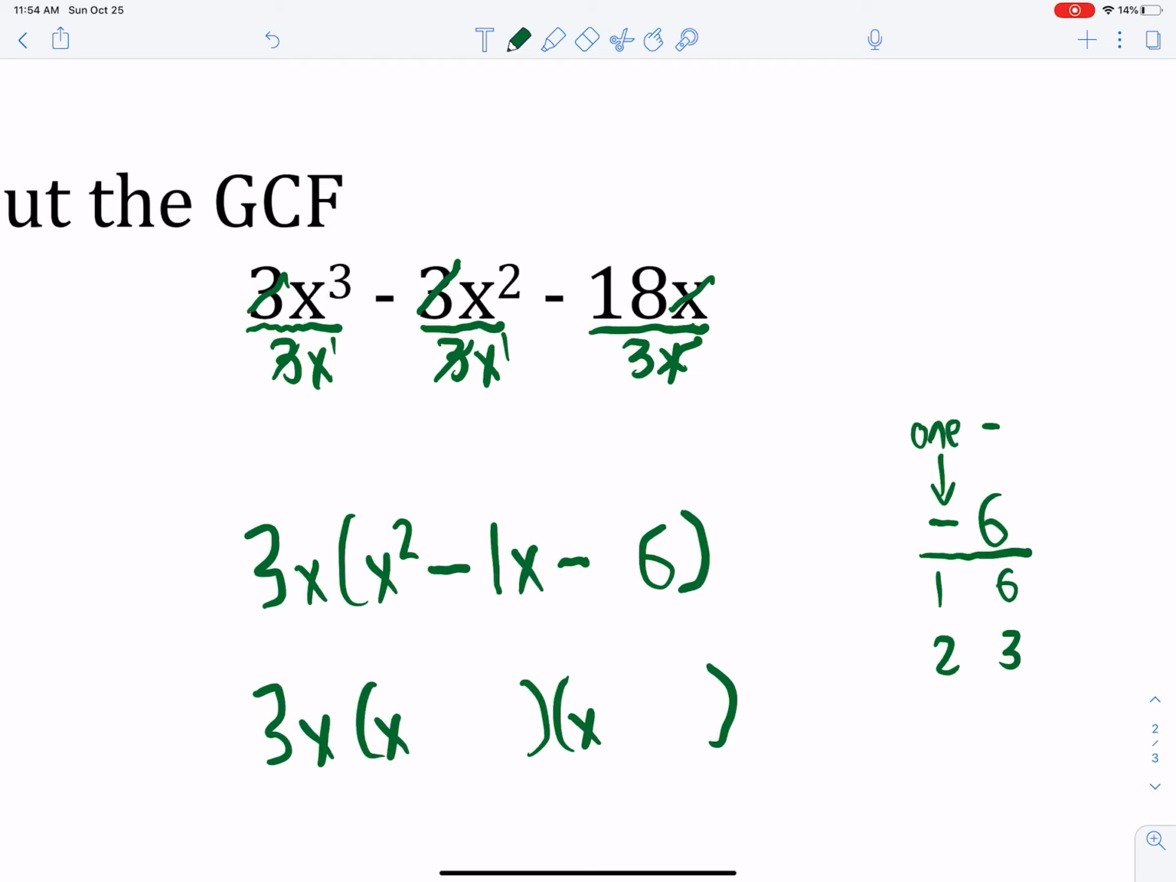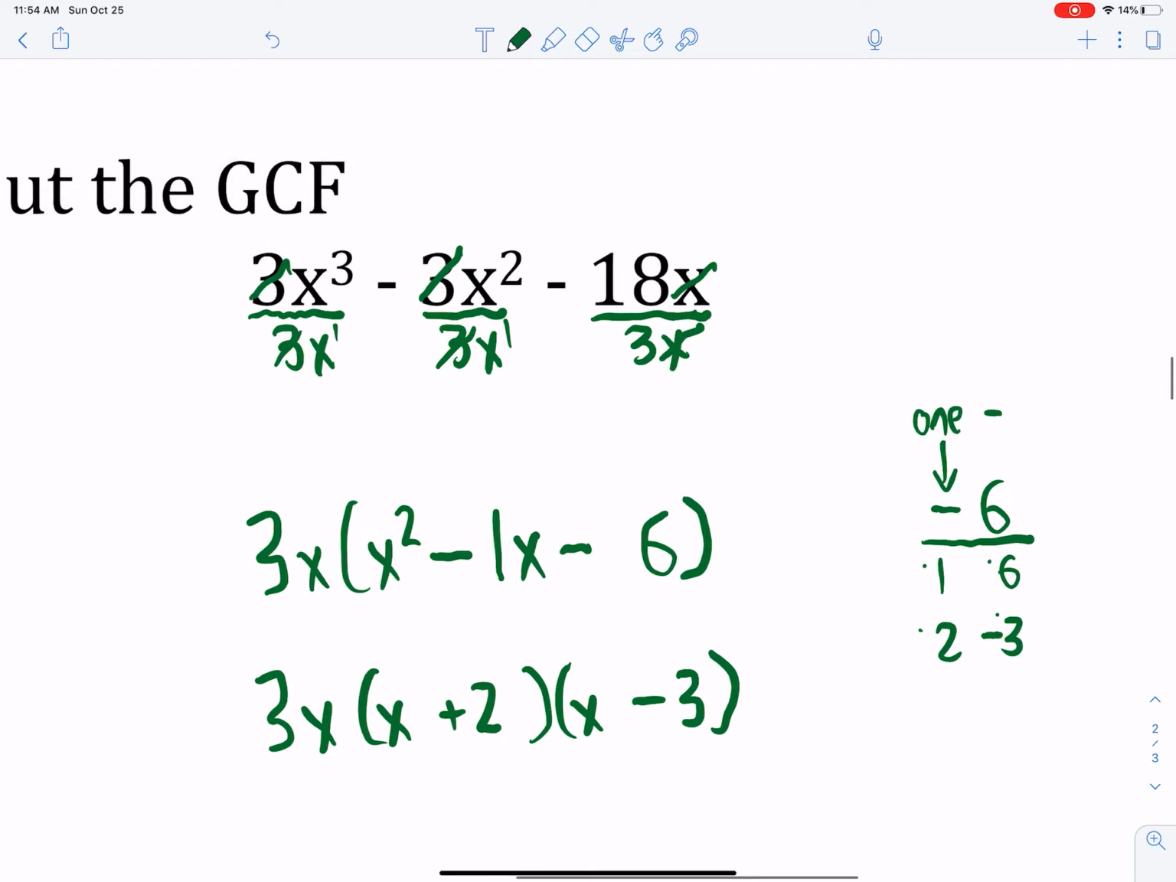So you're thinking, if I make this one or this one or this one or this one negative, where could I put the negative sign so the pair would add up to a negative 1, and it would be there in front of the 3. 2 times negative 3 is negative 6. 2 plus negative 3 is negative 1. So here we have 3x times x plus 2 times x minus 3. And that would be your answer. Let's try one more.